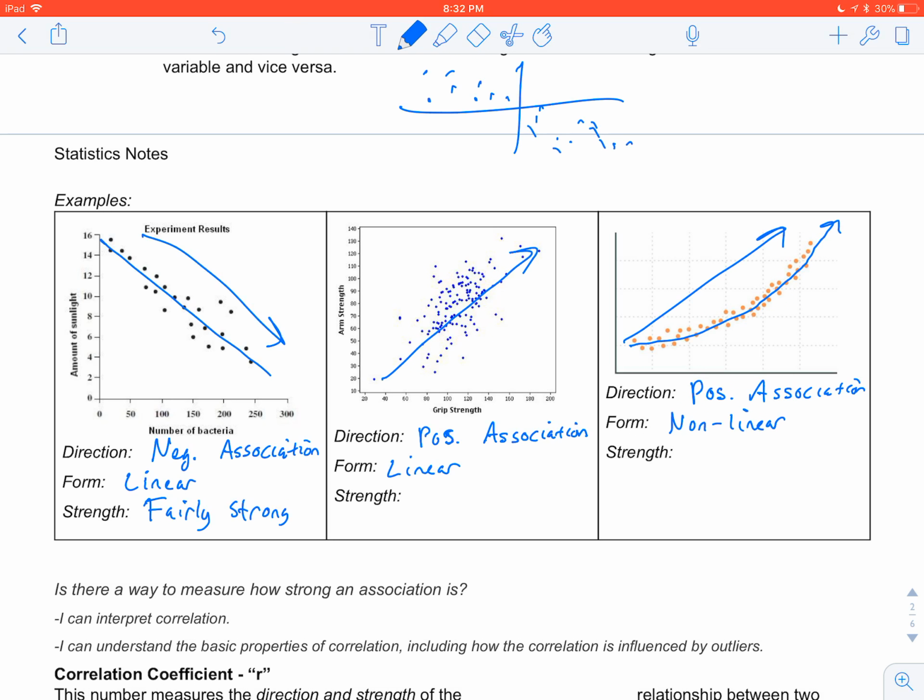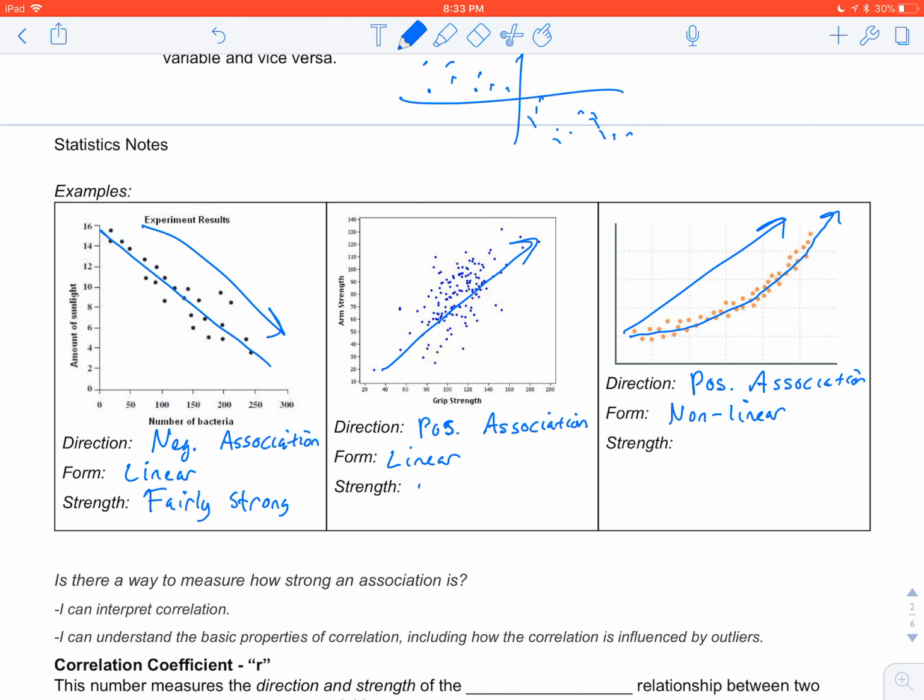You could probably say this one's strong. If you're not certain which one it is, strong or weak, somewhere in between, you could use words like moderate or fairly to help you out there. The next one, the strength. This one is weak. You could say fairly weak here. Without the actual correlation number, we don't really know for sure. But it's definitely weaker than the one to the left.